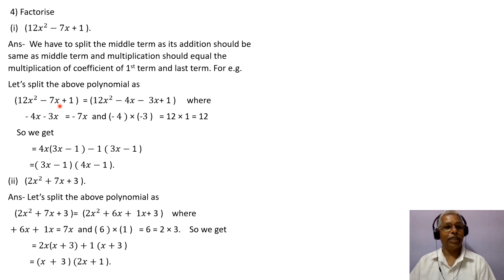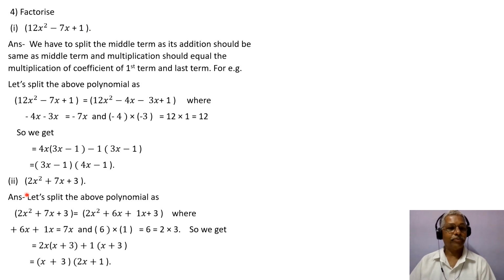I can split this minus 7x as minus 5x and minus 2x. This is of no use at present. Okay. So we get, say I am taking 4x common in this. So what remains in bracket is 3x minus 1 and minus 1 common in this. So it is 3x minus 1. Now 3x minus 1 common in the whole thing. And in the bracket we get 4x minus 1. Okay. So these are the factors of this.